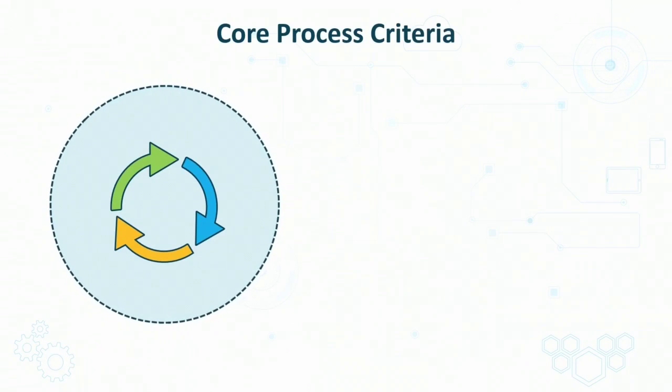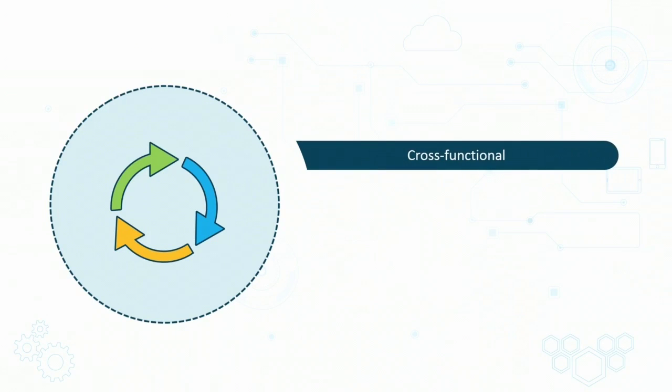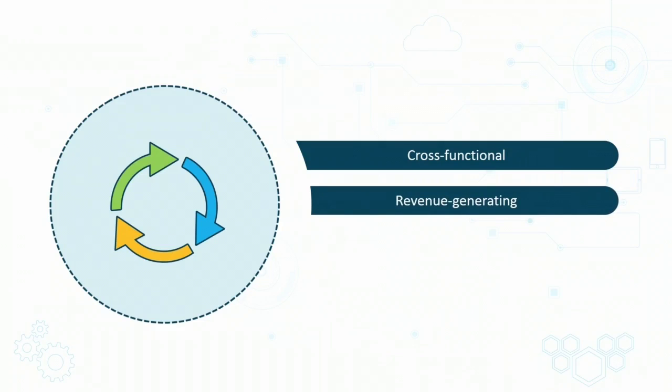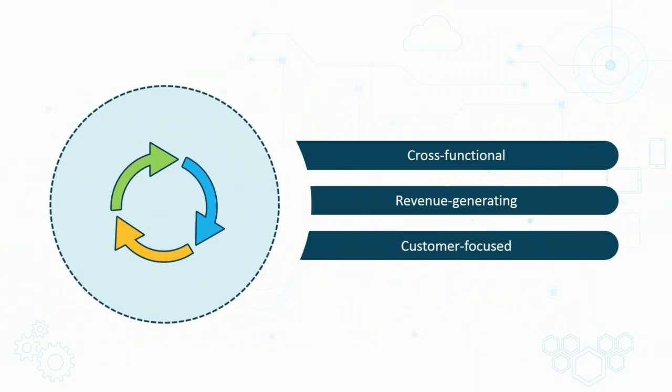All core processes meet three criteria. A process is generally core if you can answer yes to three questions. Does the process cross multiple departments? Does the process generate revenues for the organization? And is the process customer-focused? Core processes use the talents of people from different departments in order to produce the desired output. Support processes generally occur within a single department. For example, product development spans multiple departments, such as design, IT, and R&D. Finance serves multiple departments, but it does not require the work of employees from different departments.